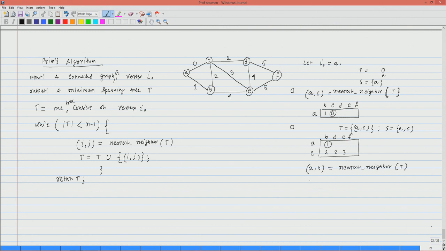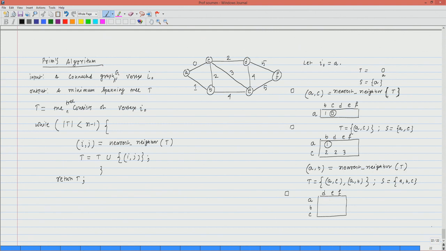Okay. So, now you update your T. T consists of two edges now, one is AC and the other one is AB, right, and then S consists of three vertices now, A, B and C, right. So, at the third iteration, what you do is that again you construct this table. A, B, C are the vertices in S, and in S complement you have the vertices D, E and F.